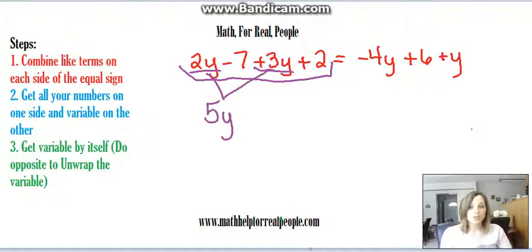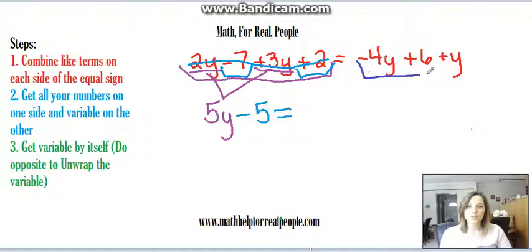And then we look at our whole numbers and we have a negative 7. The negative goes with it and a plus 2. Negative 7 plus 2 is negative 5. So we're done with this whole side. We have combined our like terms. Let's go ahead and put the equal sign and see what we can do on the other side.